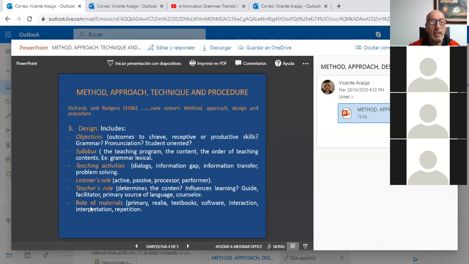Okay. Finally, the role of materials. Is material primary in your class? Is material important in your class? Materials are those things or resources that we bring to class to help students understand the topic. For example, realia. What is realia? Real objects.